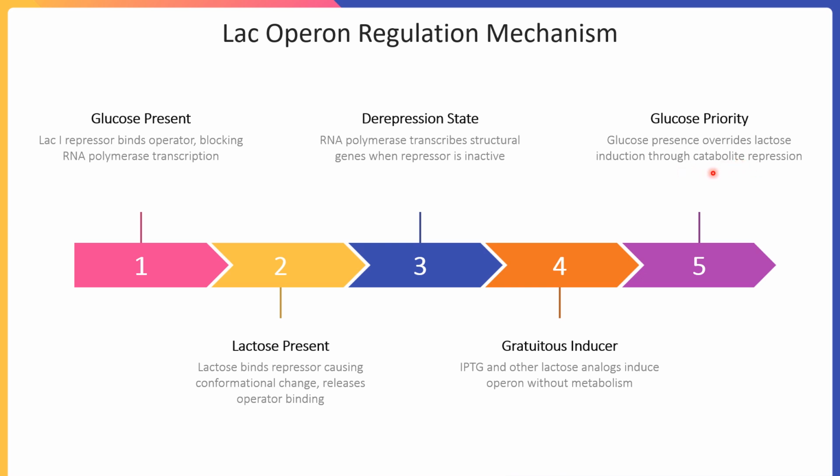polymerase to the promoter. So finally, to make it clear, when glucose is absent, the lac operon will become active. When glucose is present, irrespective of the presence of lactose, the lac operon will be switched off. It will become inactive and no transcription is taking place. So glucose is the final deciding factor in this regulation mechanism.